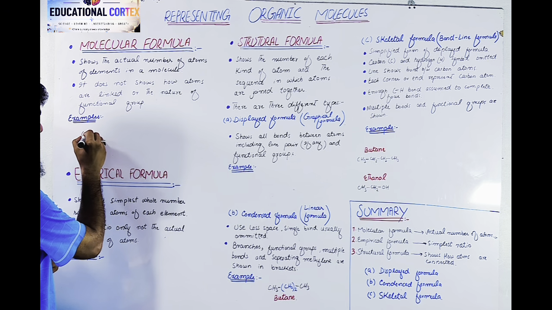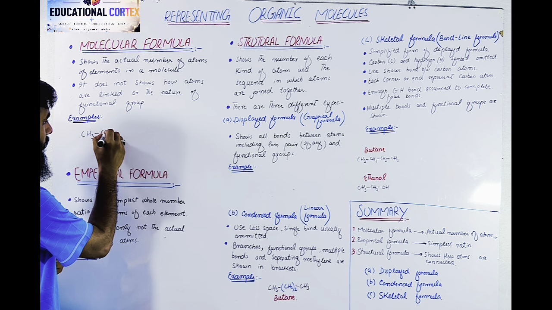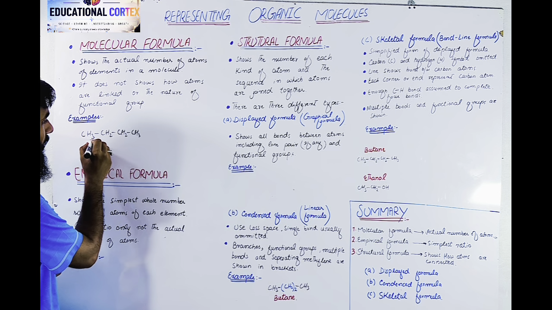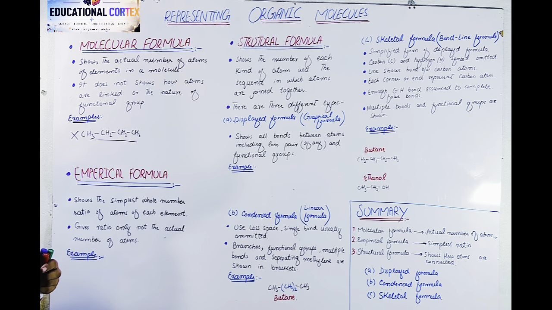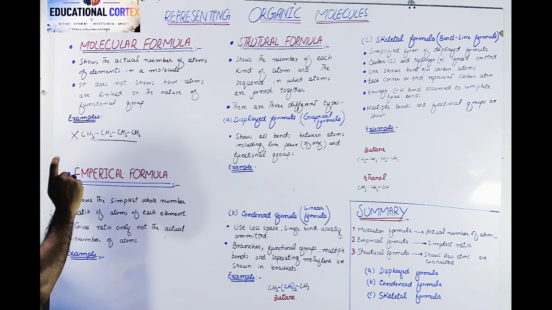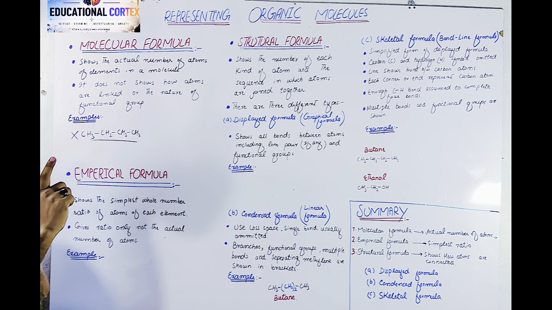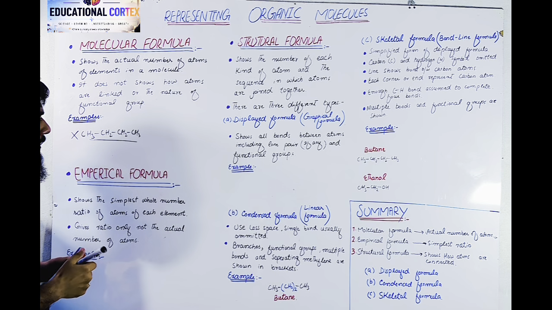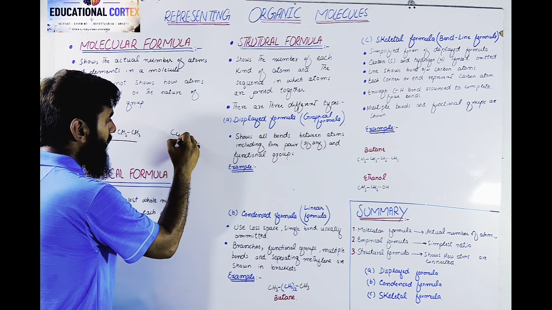We know that the structural formula of butane is CH3 CH2 CH2 CH3, but this is not the molecular formula. The molecular formula just shows the actual number of atoms. If we want to write the molecular formula of butane, we first count the number of carbon atoms. How many carbons are present? Carbon 1, 2, 3, 4. So we write here that there are 4 carbons.